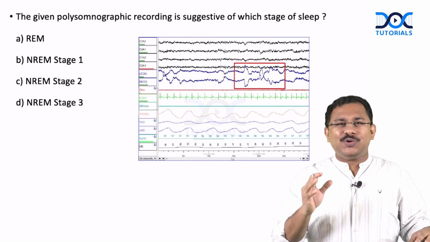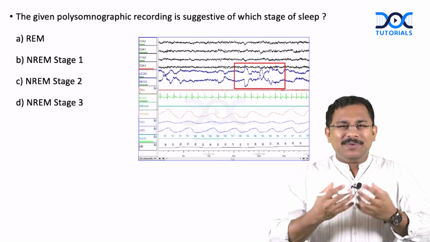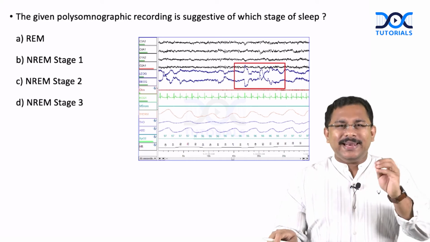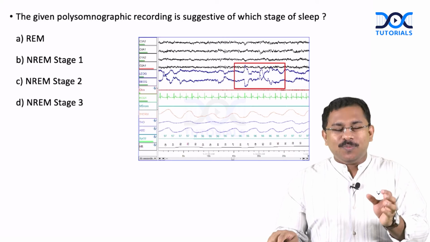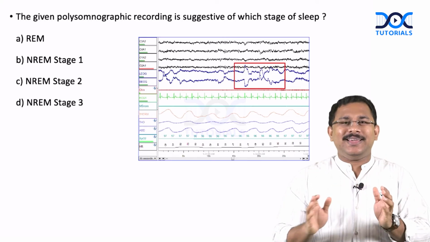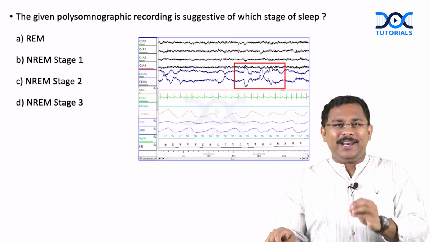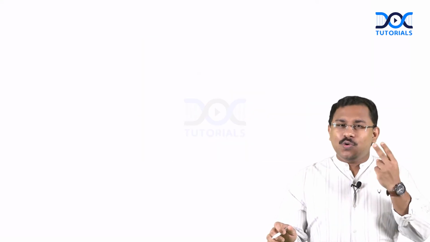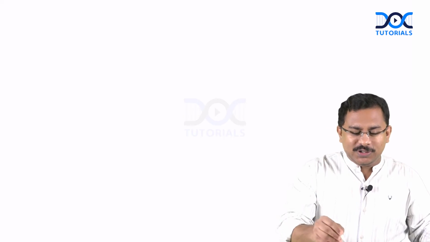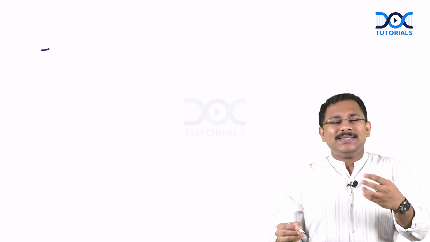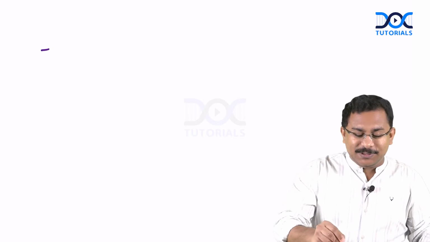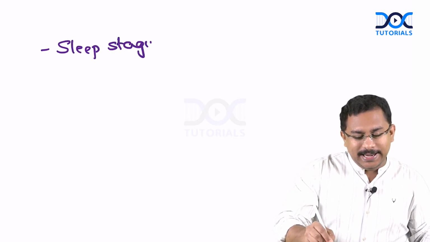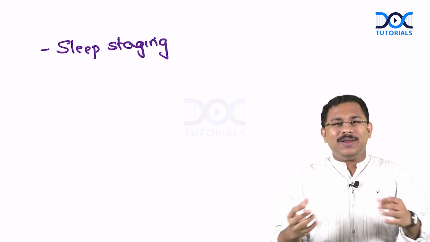So for those students who are having some doubts on what a PSG basically is, let me tell you in very simple words. Polysomnography is a very important investigation in the laboratory evaluation of sleep. And when you do a polysomnography, there are two main purposes. One is it helps in determining the sleep stages. So it helps in sleep staging, which again has its own clinical implications.